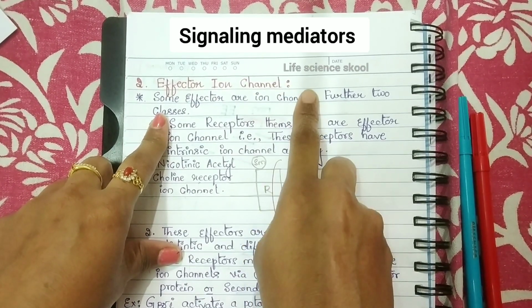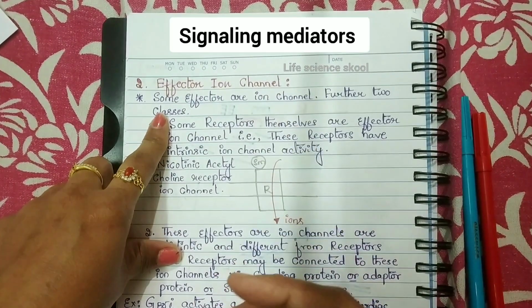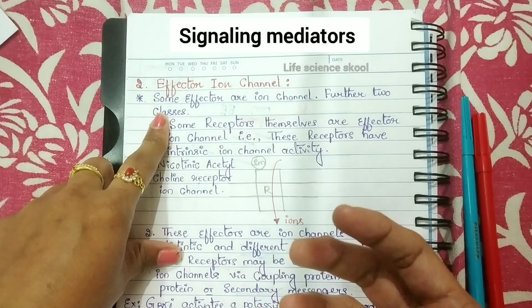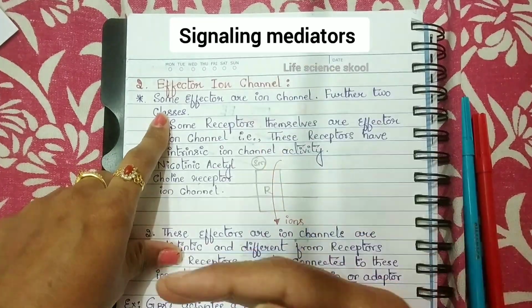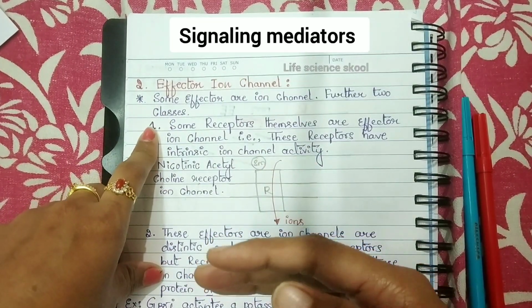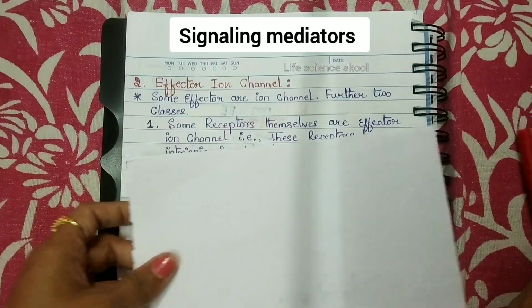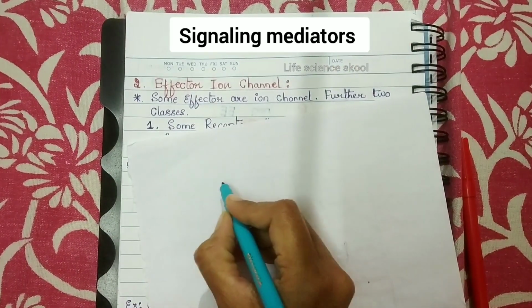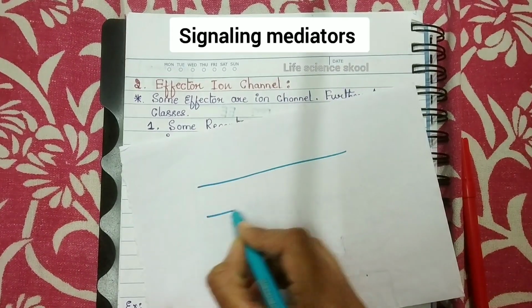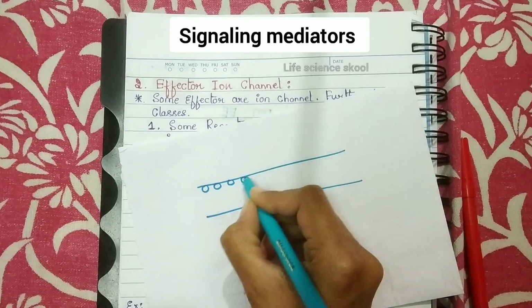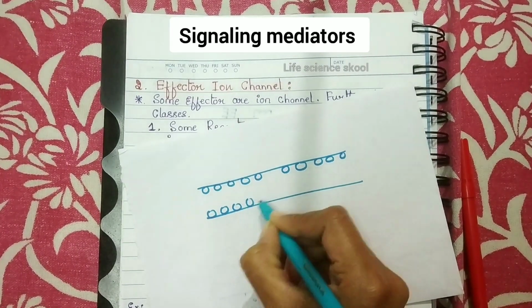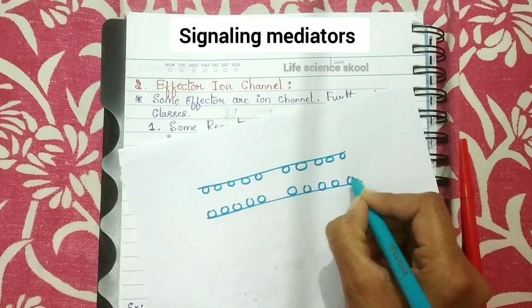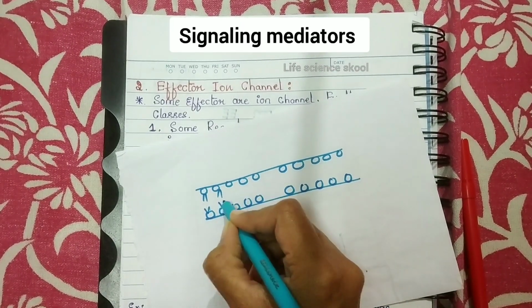What are ion channels? These ion channels are nothing but pore forming membrane proteins. These help in the movement of ions in and out of the cell. For example, to help you understand, think this is the plasma membrane. I'm drawing a rough diagram here. I'm hoping that this will help you to understand what ion channels are.